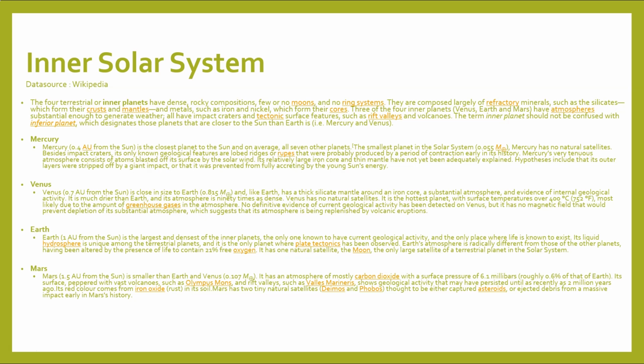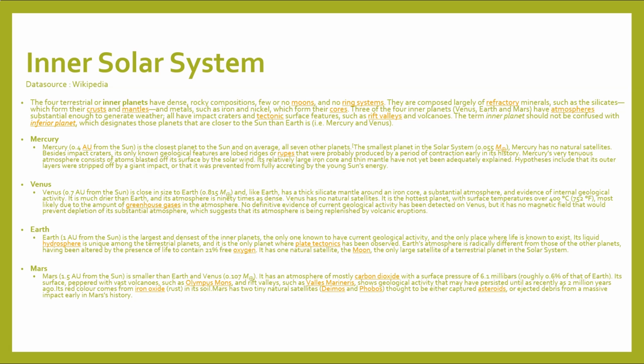Venus, about 0.7 astronomical unit from the Sun, is close in size to Earth, about 0.815 Earth masses, and like Earth has a silicate mantle around an iron core, a substantial atmosphere and evidence of internal geological activity. It is much drier than Earth and its atmosphere is 90 times as dense. Venus has no natural satellite.